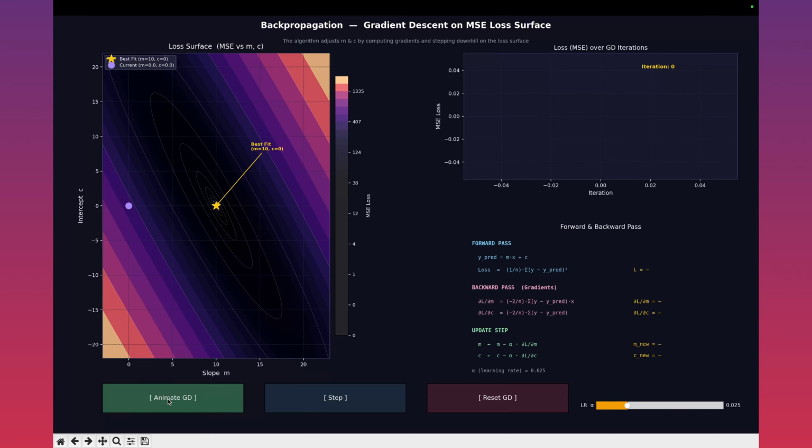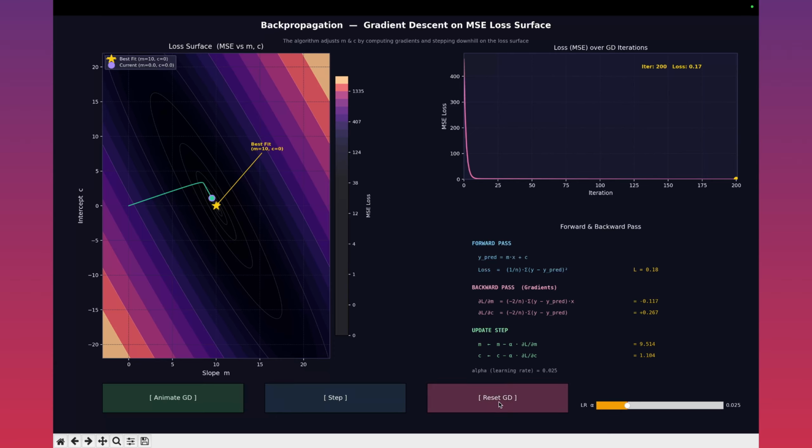Now I'm going to animate this entire thing, and you will see it keep running in a loop until we reach the optimum value of m and c. So let me click on animate, and you see over here we are trying to reach this point where we have the m value as 10 and c value as 0. And on the right hand side, you see the number of iterations. It has taken a total of 200 iterations.